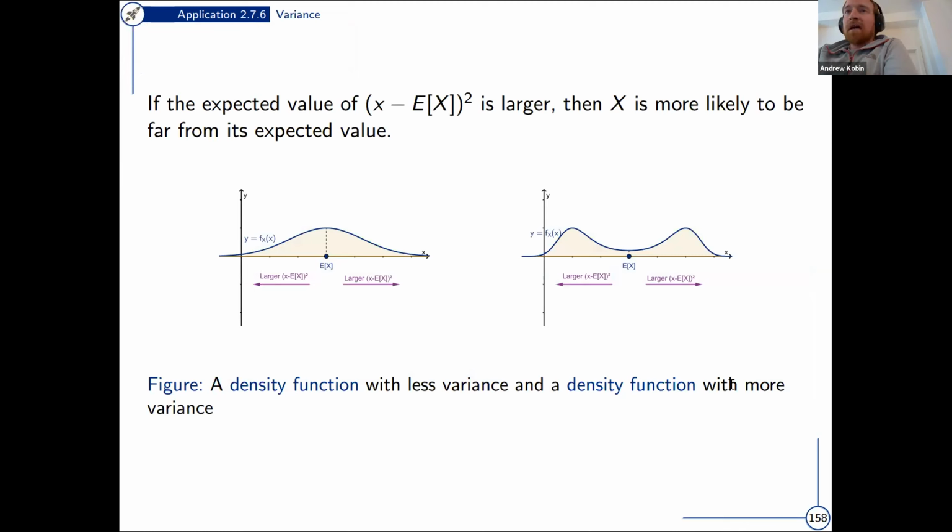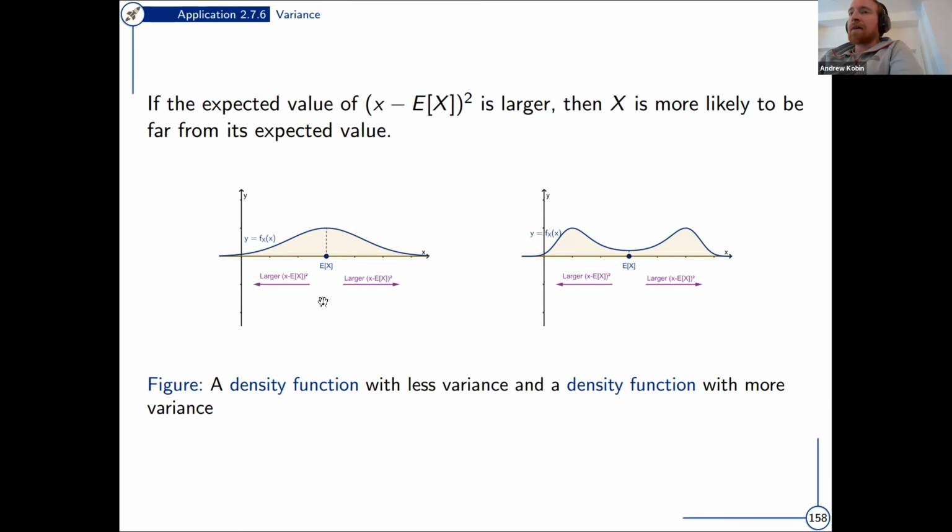So, just to give a bit of visual interpretation to what variance is: if the expected value of this quantity, X minus the expected value squared, is larger, then what that means in terms of the spread of data in our probability space is that the random variable is more likely to take values farther from the expected value of capital X.